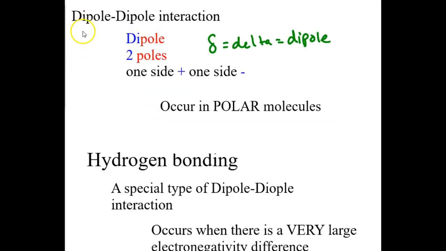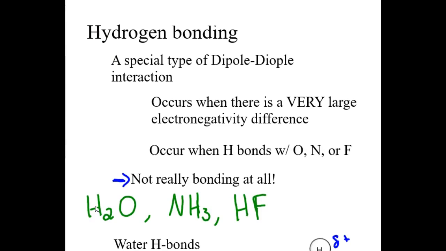The second kind of interaction is called a dipole-dipole interaction. Dipole means that there are 2 poles, and all polar molecules have a dipole. They have one side that's positive and one side that's negative. And here I have the little lowercase delta, which is the symbol that we use for dipole. The last kind of intermolecular force is hydrogen bonding. Hydrogen bonding is the strongest force, and it's actually a special kind of dipole-dipole interaction where you have very, very polar molecules, and that gives them specifically strong intermolecular forces.